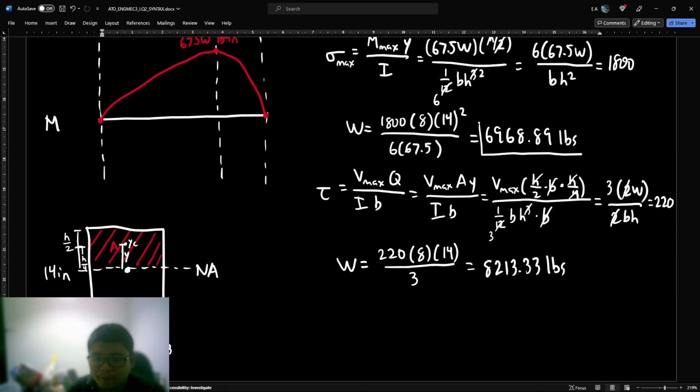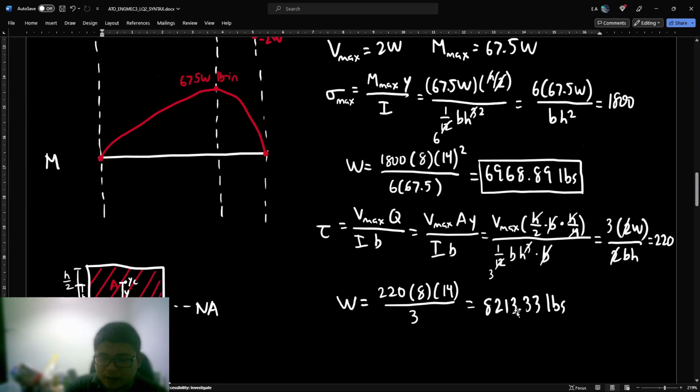Now the problem is asking for the maximum value of W that we could use, and normally in this type of problem we're going to use the smallest value that we computed, because if you place this into our shear stress formula, we would actually get a shear stress that is less than 220, which is what we like because it's going to be safe and we are happy that it's safe. But if you place this 8,213.33 pounds in our flexural stress formula, we would actually get a value that's greater than 1,800, which is very sad because it is not safe.